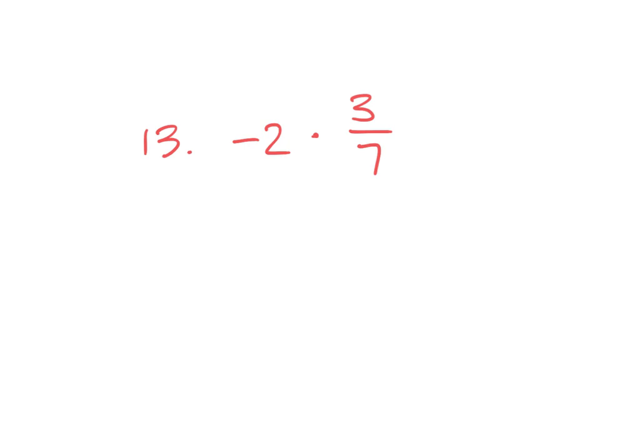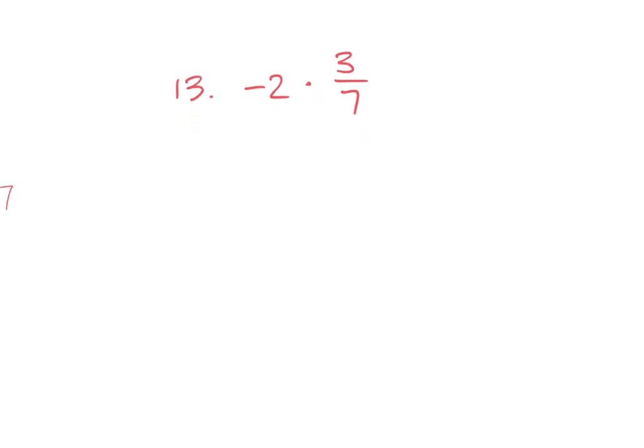Negative 2 is not a fraction, but you can always change any whole number into a fraction if it's not already, okay? So negative 2, we can write it as negative 2 over 1, because dividing by 1 is not changing the value of any number. Anything divided by 1 is just that same number. So negative 2 divided by 1 is still negative 2. So we can write it as negative 2 over 1 times 3 over 7, okay?